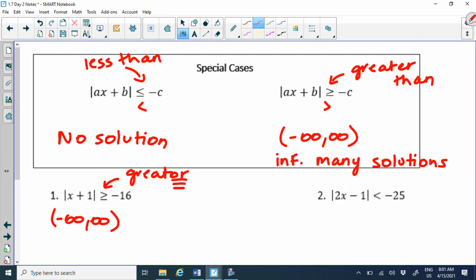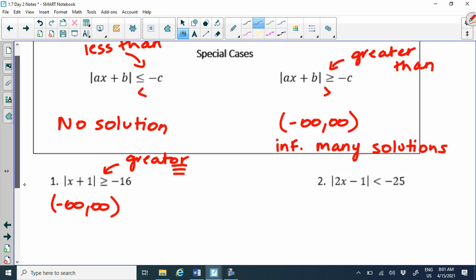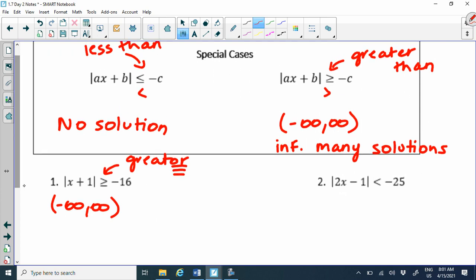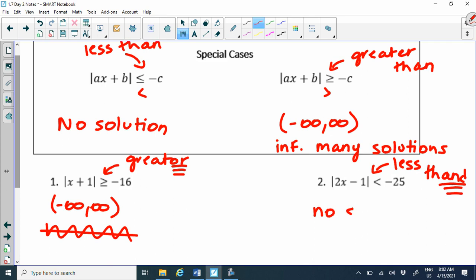And you really don't need to do the number line. If we did, we would just shade the entire number line, okay? Number 2, we have the absolute value of 2x minus 1 is less than negative 25. This is the and problem. So anytime we have an and inequality with a negative, that means we're going to have no solution.